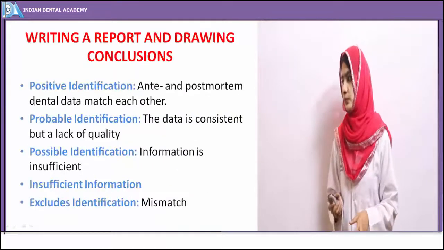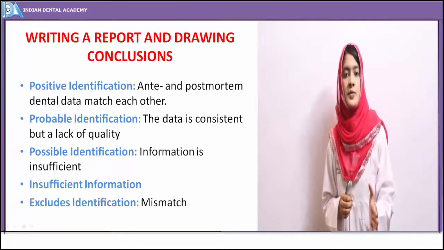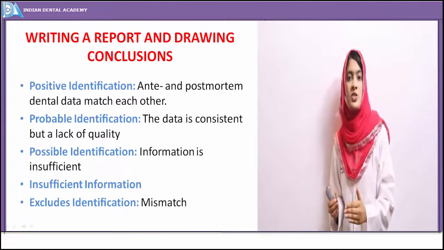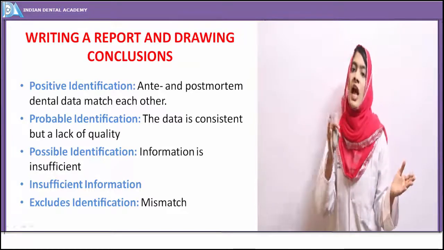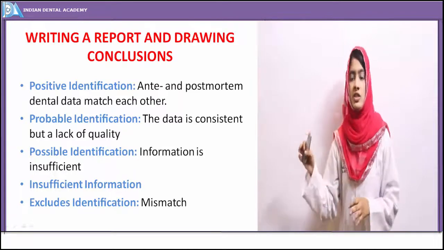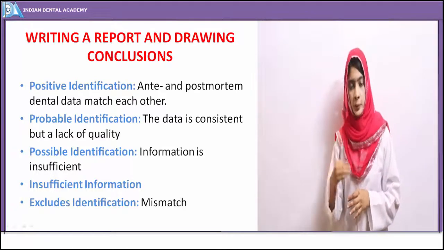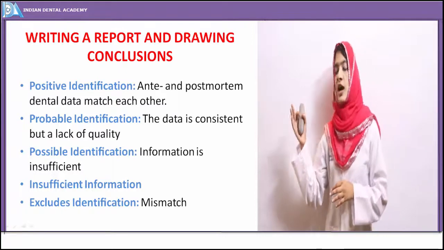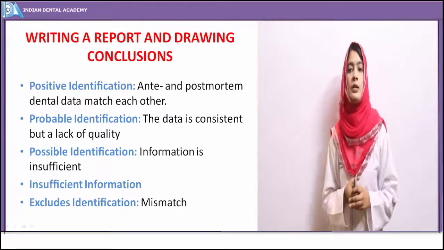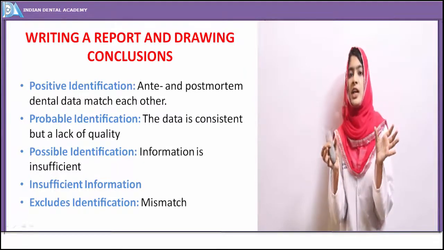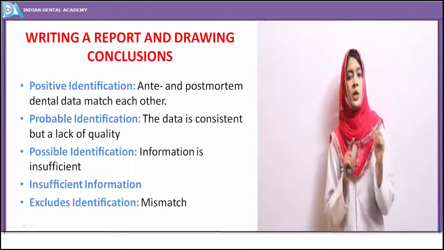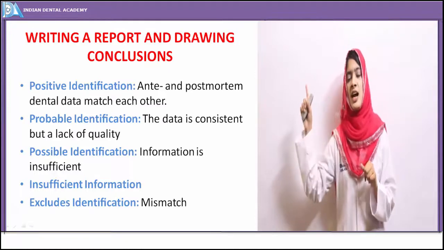Next, after oral autopsy, after you have obtained the dental record, after you have evaluated all the evidence you have collected, and the comparison of ante-mortem and post-mortem data is done, you have to write a report. How to write a report? According to Interpol procedure, you have to give the reports under the following terms. The term positive identification indicates that the ante-mortem and post-mortem data are comparable and match each other. There is a definite match between them, so the individual is identified.